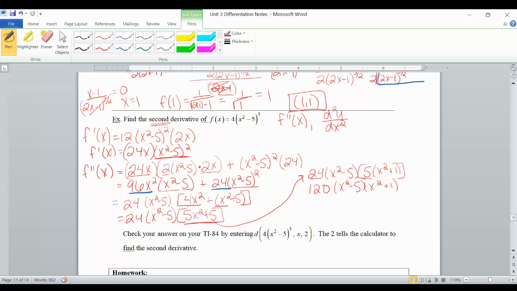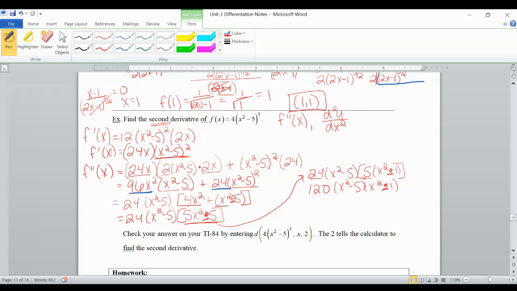And I must have lost a sign here. This was supposed to be a negative over here. So that should be a negative. That should be a negative, which makes this a negative, which makes this a negative. Sorry, guys, I lost my negative.